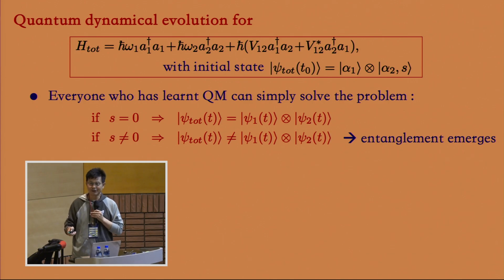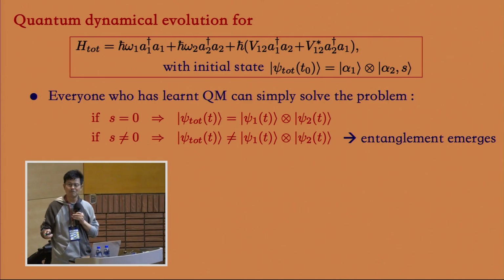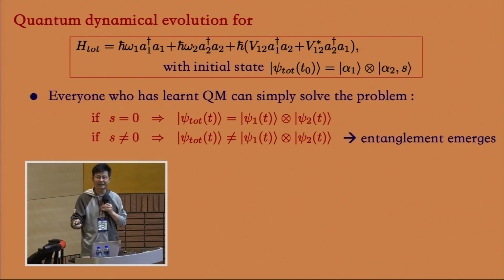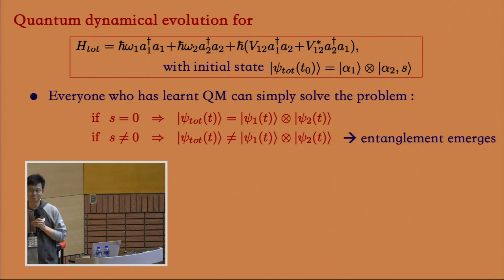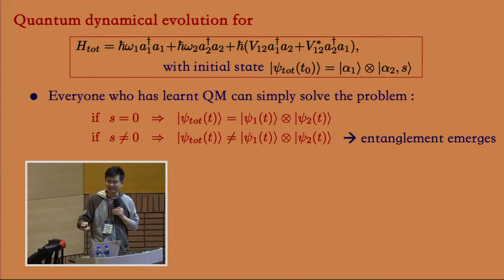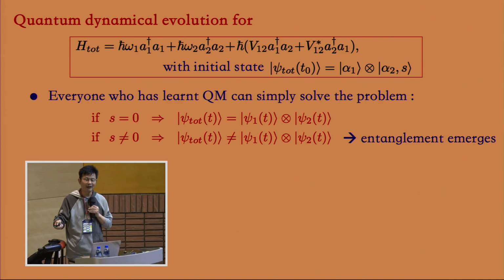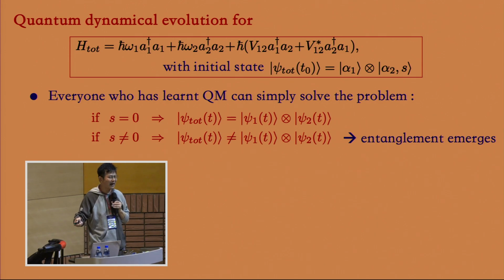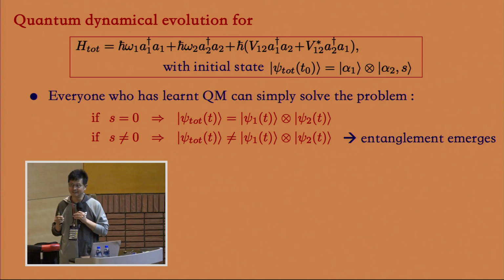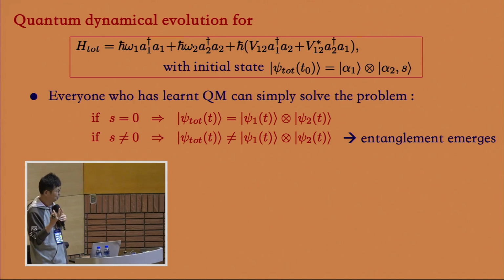For example, if you take the squeeze parameter equal to 0, you will find that the total state is kept in a separable state. There is no entanglement. If the squeeze parameter is not equal to 0, then eventually the state will become a non-separable state. Or in other words, it is the entanglement state, the entanglement emergence.